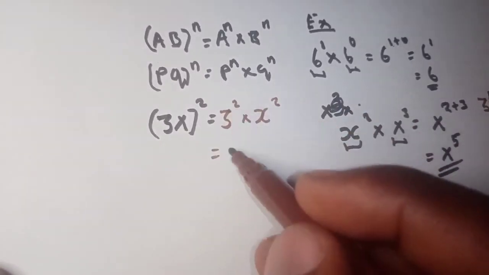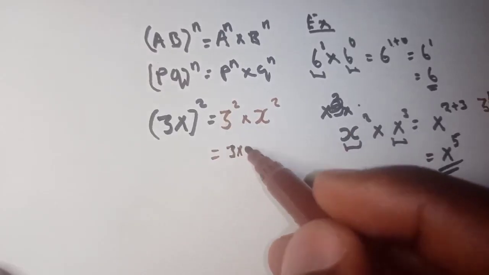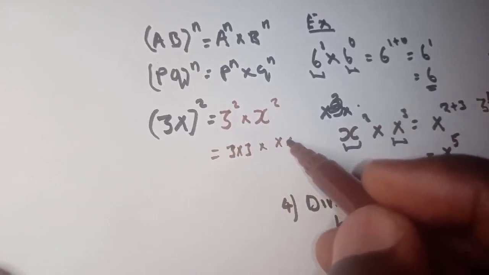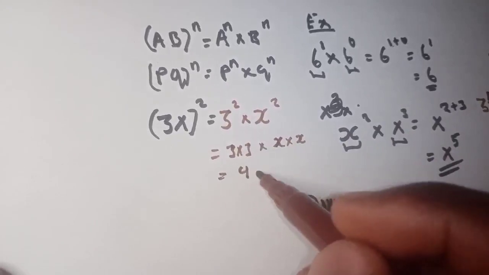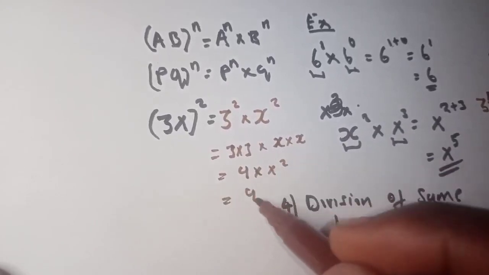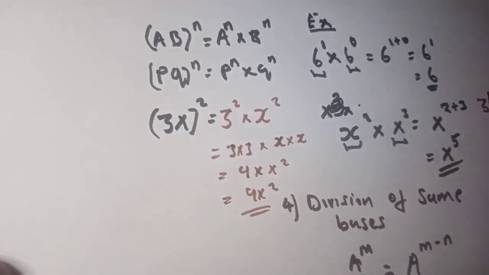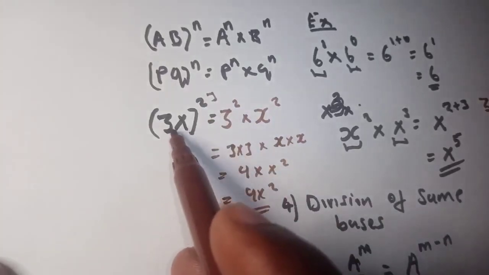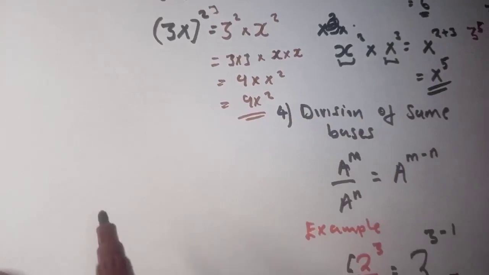3 squared, we now know this is the same as 3 by 3, times x squared, which is the same as x by x. 3 by 3 is 9, times x by x, we go back to x squared, and the answer is 9x squared. So this power here applies to both the numbers inside the brackets. Okay, let's try it again one more time.